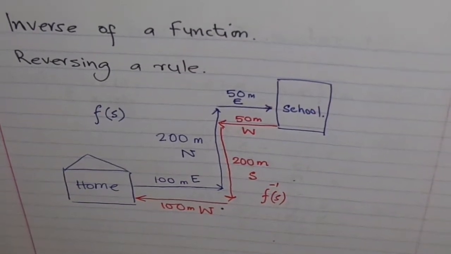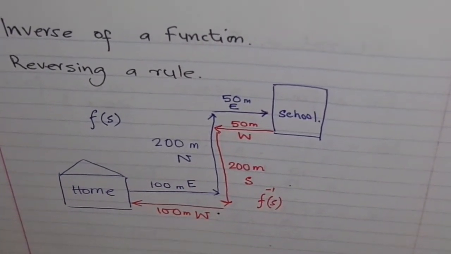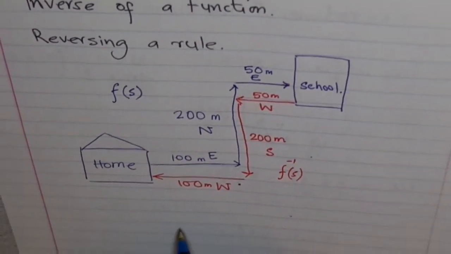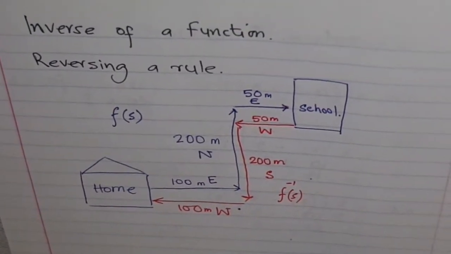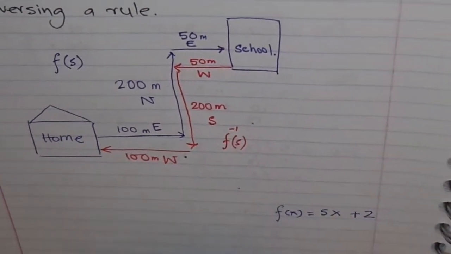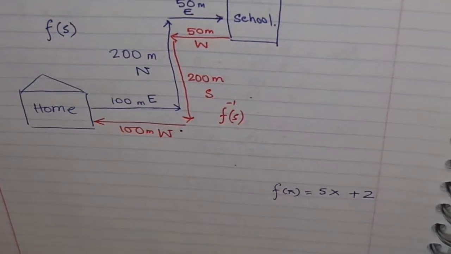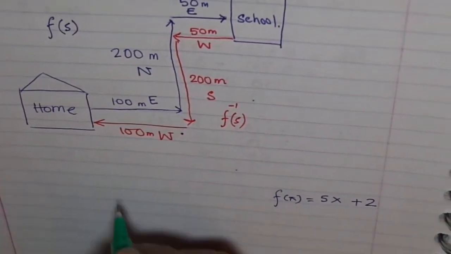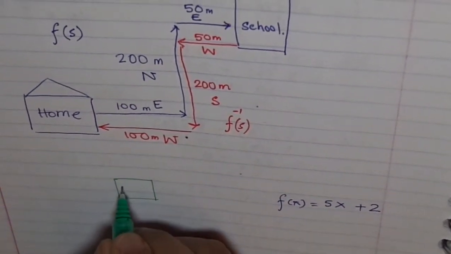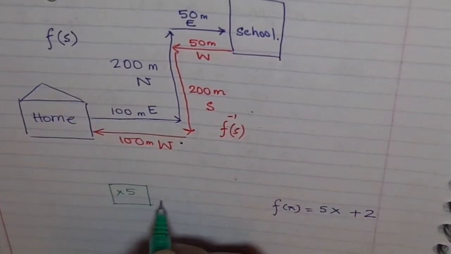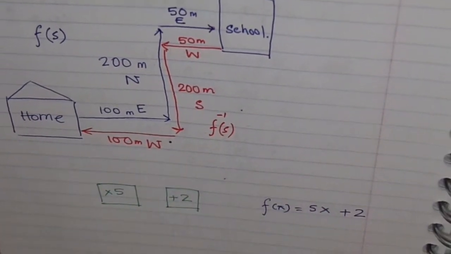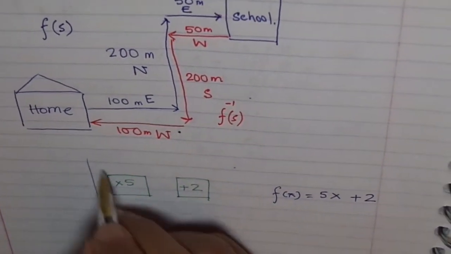Now let me take some algebraic example. Let's take a function which does the operation 5 times input plus 2. So this function can be shown in a box like this. The operation being performed is times 5 and then plus 2. Let's say this is our function block.